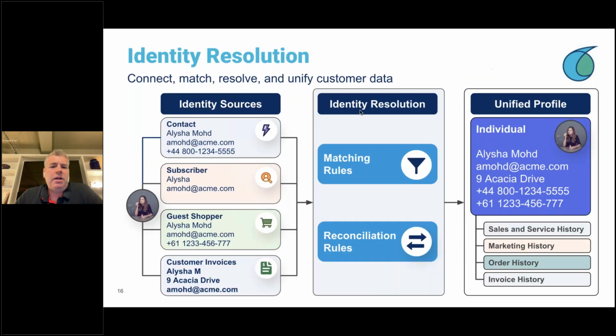Apologies. And there, just a visual representation of that. We can see multiple identity sources here being mapped to identity resolution using matching rules and reconciliation rules. So we can build those rules to say if emails match, if first names match, etc., then that's the same individual. Let's pull that data around that individual. It generates a unified profile for us and shows that individual and all of that related information we've brought in.